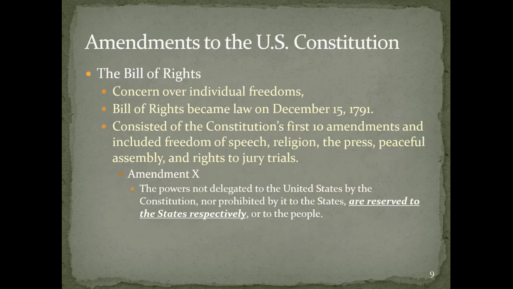So we also have amendments to the U.S. Constitution that have happened since it was adopted. One of them is known as the Bill of Rights. This primarily was concerned with individual freedoms. It was the first 10 amendments, basically. It included things like freedom of speech, religion, the press, and right to jury trials. Amendment 10 had to do with the powers that were not delegated to the United States by the Constitution, nor prohibited to the states. These were reserved to the states, respectively, or to the people.